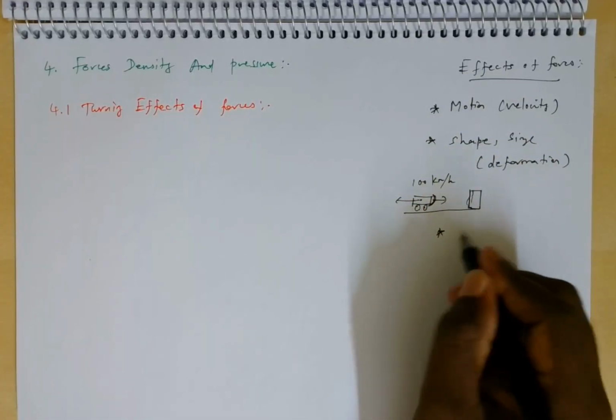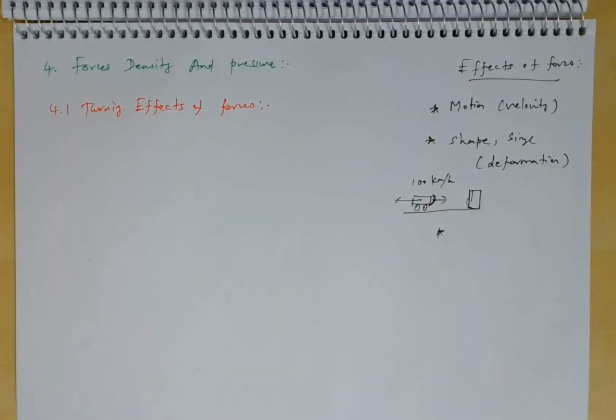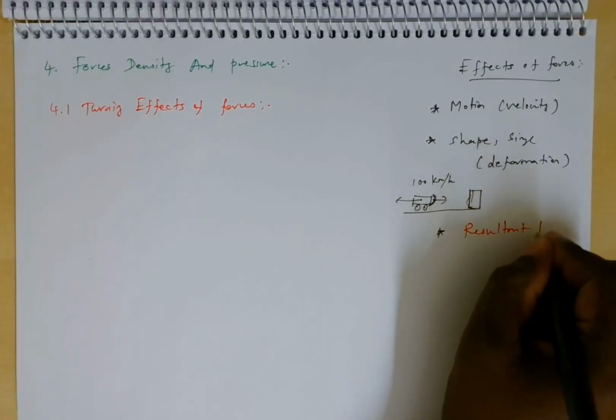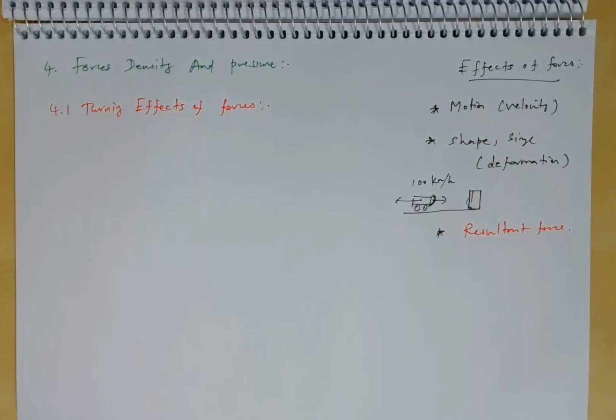And the third and most important thing is the idea of resultant force. Whether it is a change in shape or size, deformation, or a change in velocity or motion, all these things happen only with respect to the resultant force. We don't care what force we give. We don't care what force it opposes. All we care is what the resultant force is. According to that only, velocity will change.